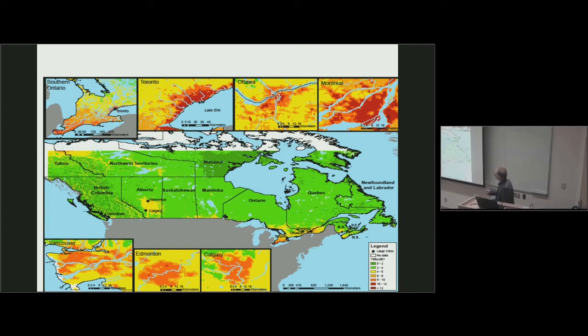Okay, so this is fine particulate matter. The green is obviously low levels, so you can see that there's a lot of green on this map of very, very low levels, like 0 to 4 micrograms per meter cubed. And then you've got the major cities. You've got Southern Ontario, which has somewhat higher levels. And you've got the major cities, Vancouver, Edmonton, Calgary. You can see higher levels in the cities, Montreal, Ottawa, Toronto, Southern Ontario. So basically, people that live in major cities have more pollution.